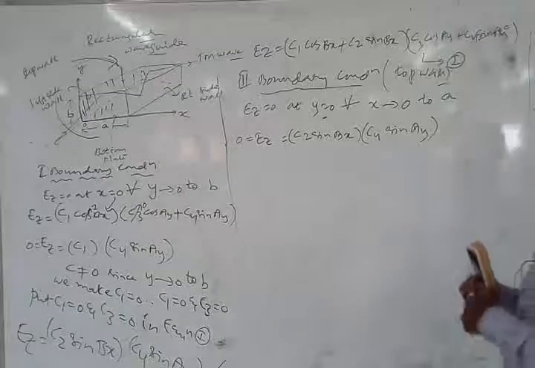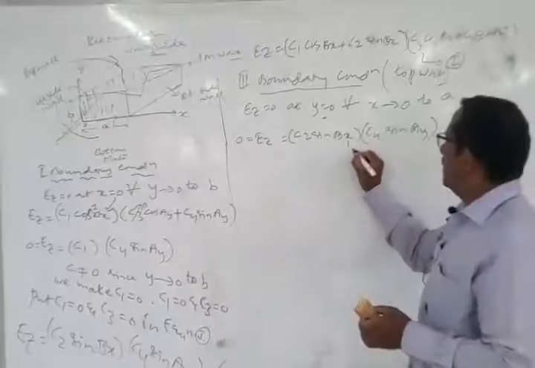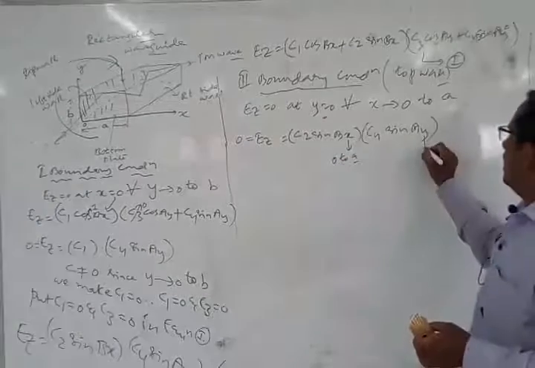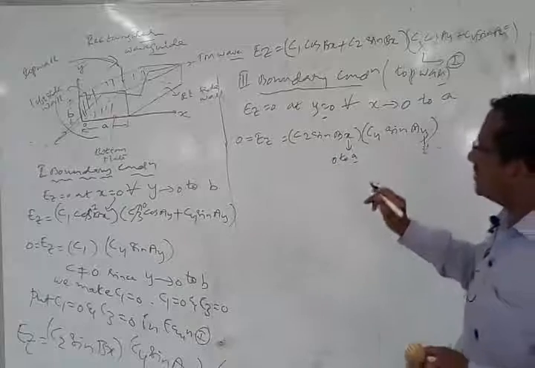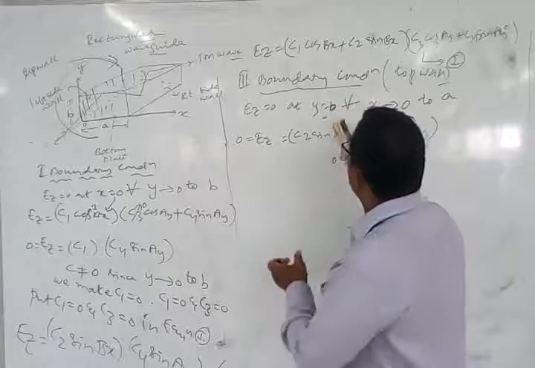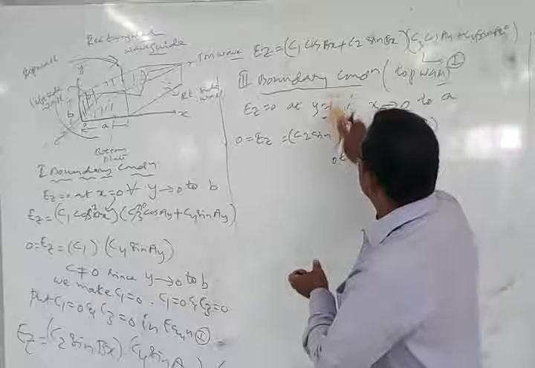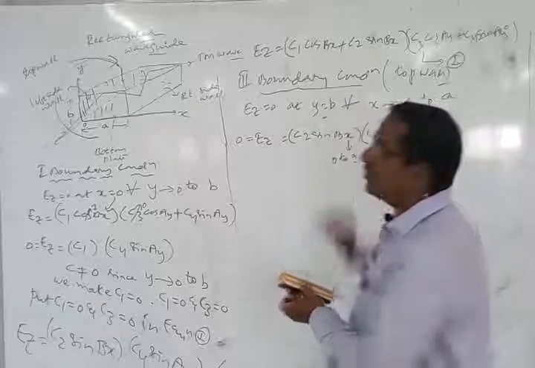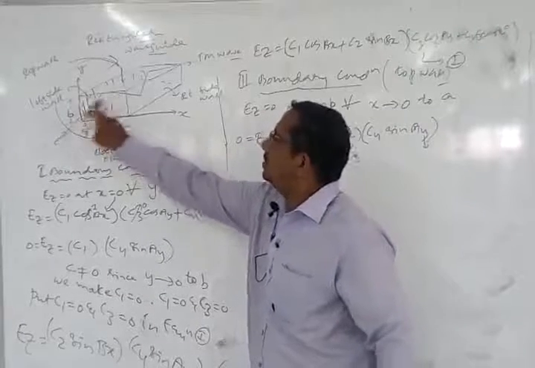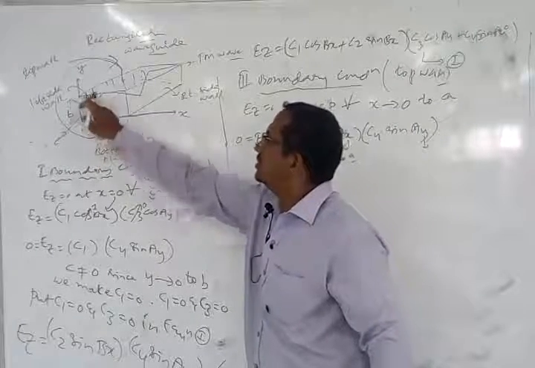Now here x is taking values from 0 to a. Y has a value b. Y is taking a value b. So y is equal to b, and x is varying from 0 to a.